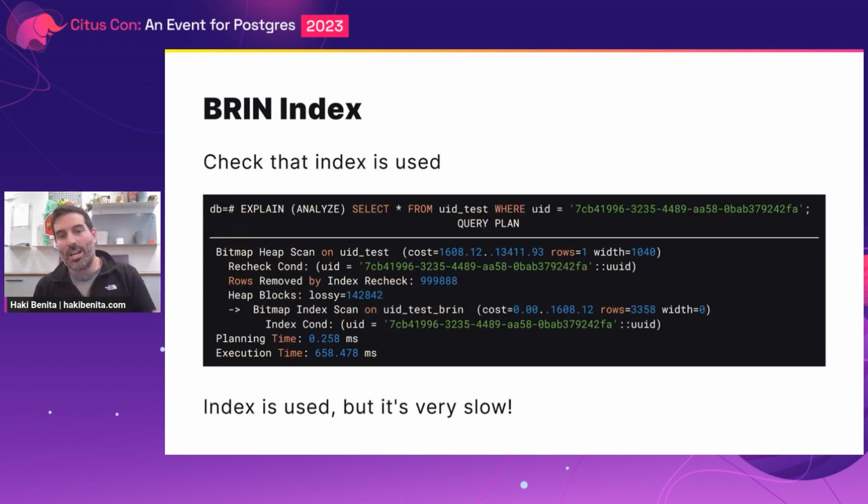If we want to check if the index is actually used, we execute a query and we can see that the index is used, but it's very, very slow, okay? So we created a BRIN index on our random UUID, and the index was used, but the query is very, very slow, okay?